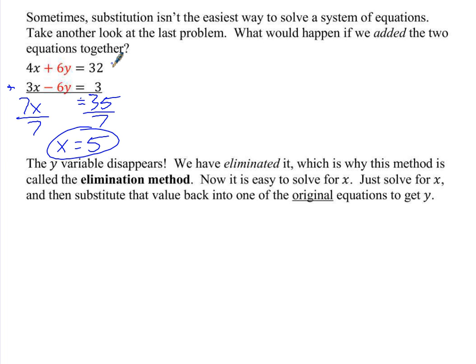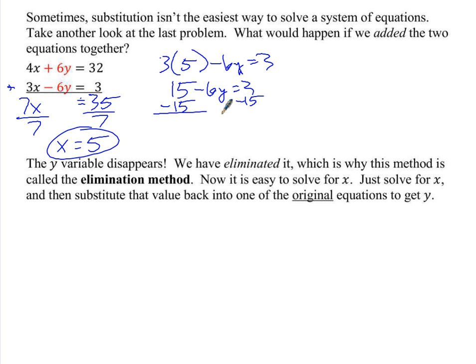The bottom one? The numbers are a little bit easier looking, so sure, let's plug it into the bottom one. So I have 3 times x, which is 5, minus 6y equals 3. And now just solve for y. So 3 times 5 is 15, minus 6y equals 3. Then we're going to subtract 15 from both sides because that's a positive 15 sitting there. And I'm left with negative 6y equals, what's 3 minus 15? Negative 12, good. And then I divide both sides by negative 6, and I get y equals what?